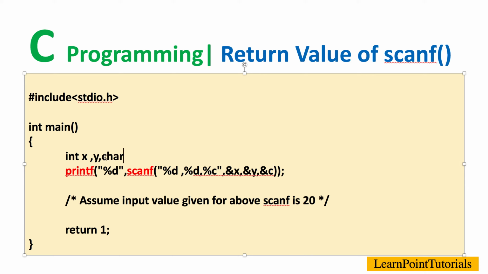So in this case, of course, the value returned will be 3, and so on. So basically the return value of scanf will be the number of inputs it has read, and it does not depend on what value it is reading, right? If we are inputting a value of 20 or 30, it doesn't matter. What matters is how many inputs it has read. That's all. Thanks.